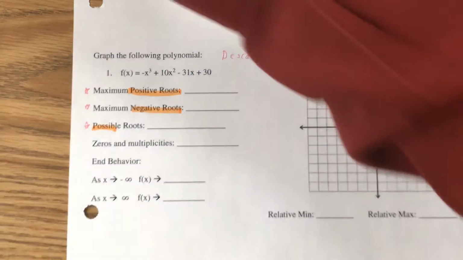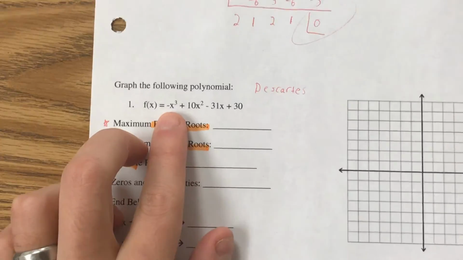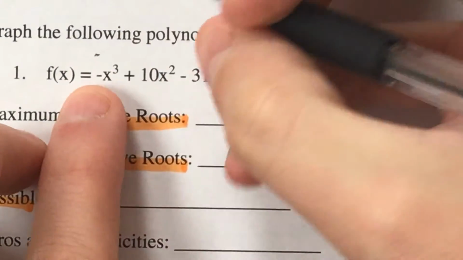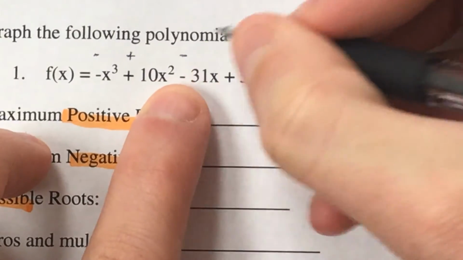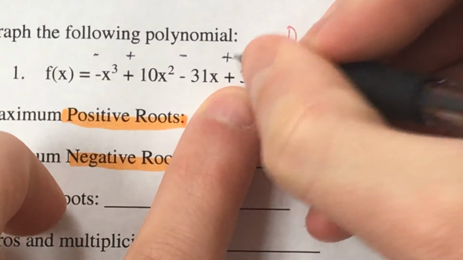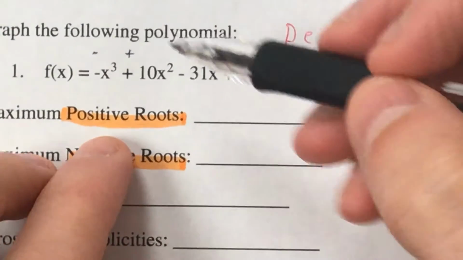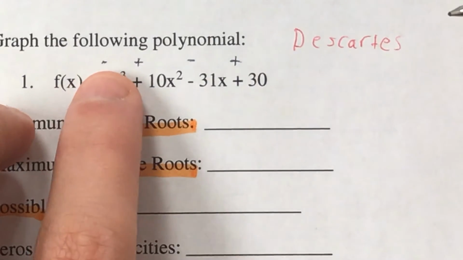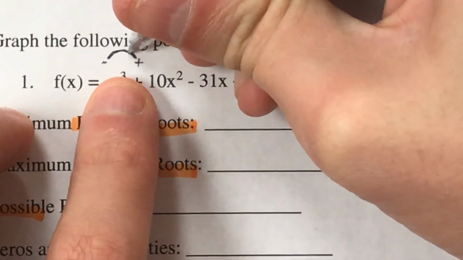And what you do for that, let's change colors, is you look to see what is positive and what's negative. Okay, so this first one is negative. The second one is positive. The next one is negative. And the next one is positive. And you look to see how many times it changes from positive to negative or negative to positive. Like this first one's negative and then it turns positive. So it changed from negative to positive.